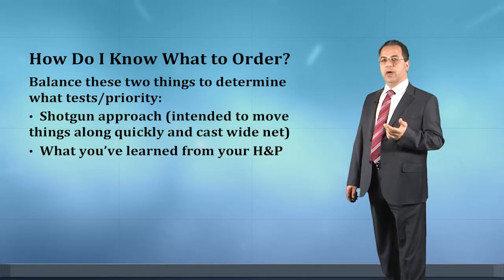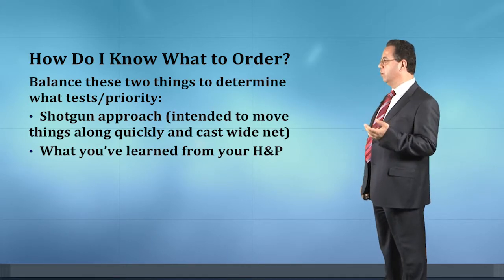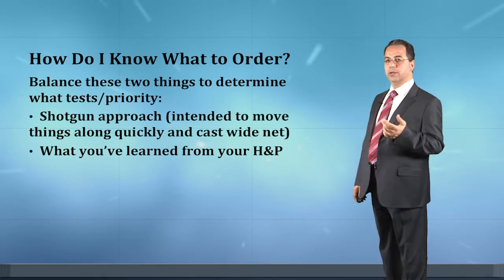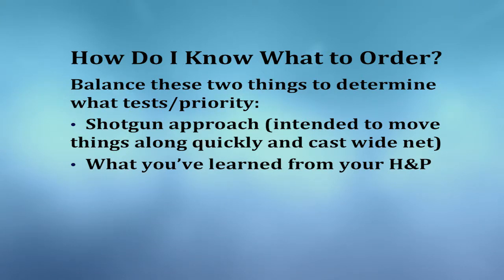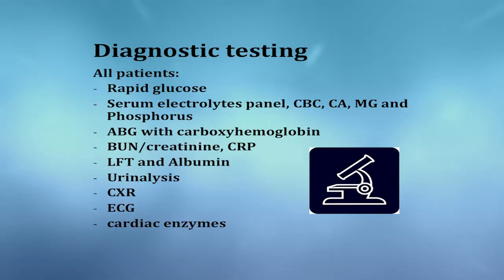So after evaluating the patient, now you need to consider what to order and when to order certain tests and evaluations. You need to balance two things. Most commonly, we use a shotgun approach and order a battery of tests to help move things quicker and faster, casting a wide net in order to differentiate or to figure out the underlying abnormality. But also what you've learned from your examination and from history and physical will add more specific testing.